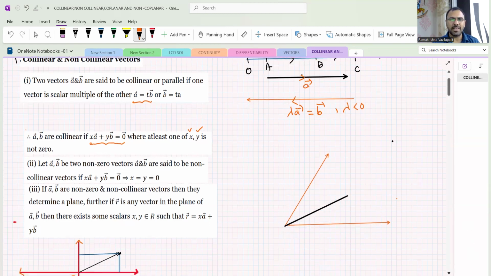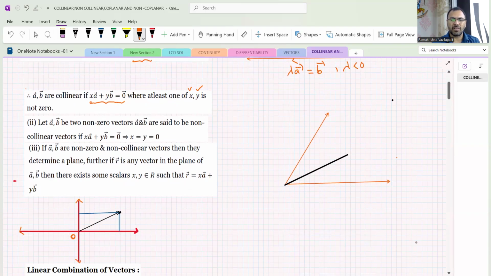Then what is the condition for non-collinear vectors? I will write the same expression: x a bar plus y b bar equal to 0 bar implies that whatever scalars x and y we have multiplied, those must both be zero. So x equal to y equal to 0. Then a bar and b bar are non-collinear vectors. Remember, this point is very, very important for non-collinear vectors.